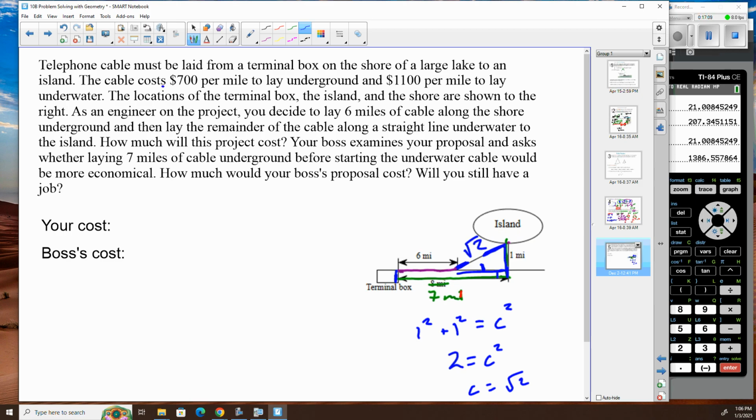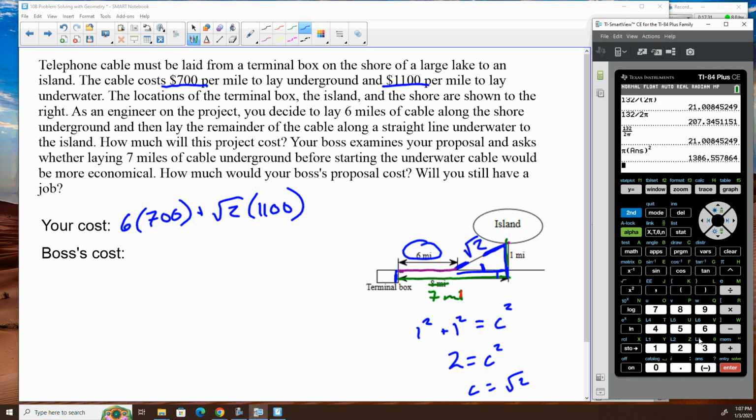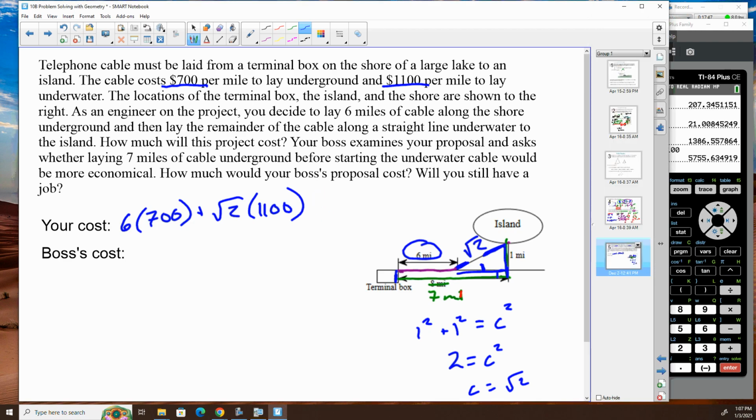Okay, so it says it's going to cost you $700 per mile underground and $1,100 per mile to lay underwater. So you're going to do 6 miles, that's just underground. So it's going to be 6 times that 700 per mile, plus you're going to do root 2 miles underwater times the 1,100. Okay, so yours is going to cost $5,755 approximately.